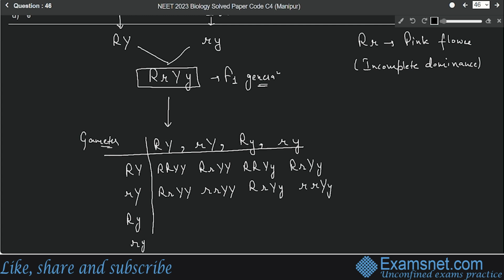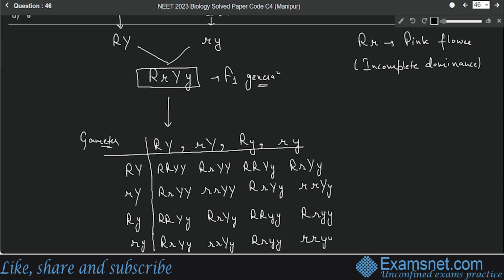Then in the third row we get capital R, capital R, capital Y, small y. Then capital R, small r, capital Y, small y. Then capital R, capital R, small y, small y. And then capital R, small r, small y, small y. And in the last row we'll get capital R, small r, capital Y, small y. Then small r, small r, capital Y, small y. Then capital R, small r, small y, small y. And then at last we'll get small r, small r, small y, small y.